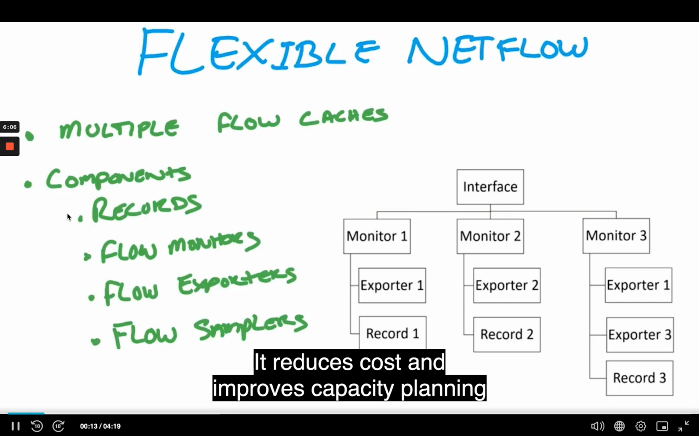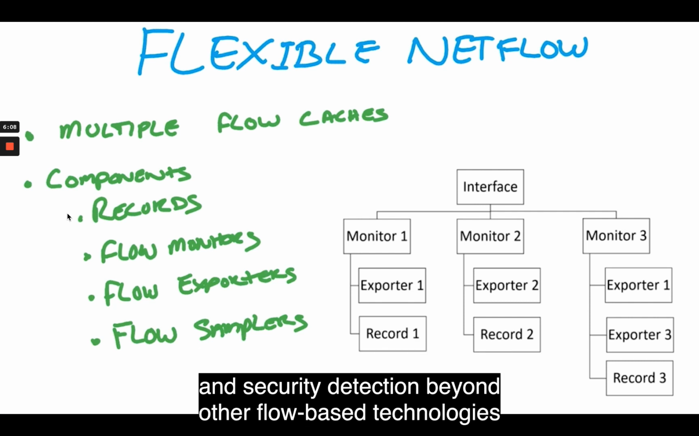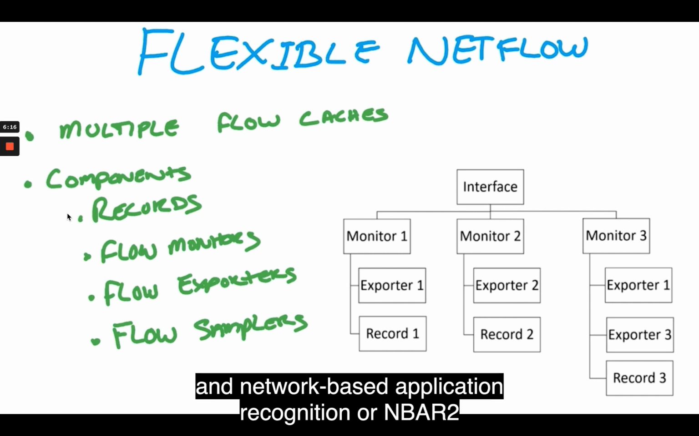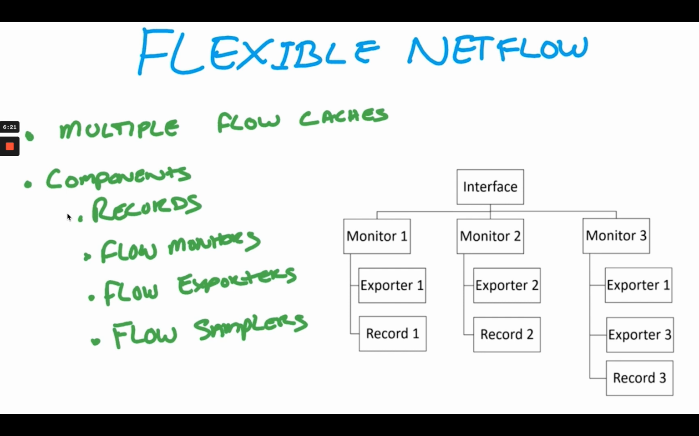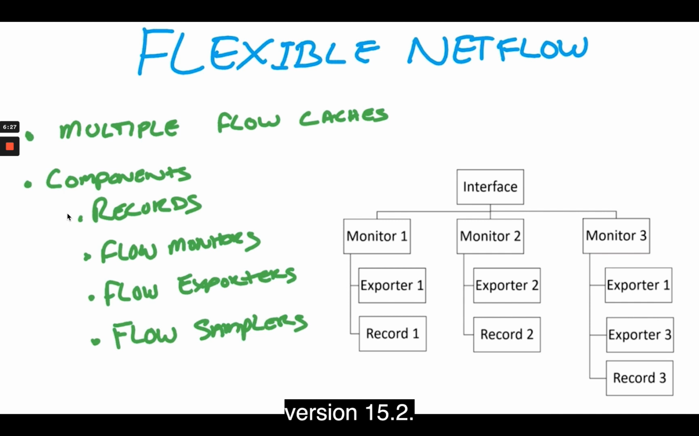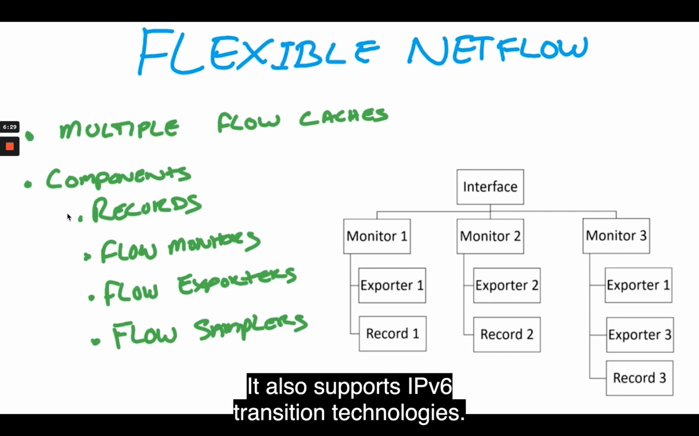Reduces costs and improves capacity planning and security detection beyond other flow-based technologies available today. Flexible NetFlow supports IPv6 and Network-Based Application Recognition, or NBAR2, for IPv6 starting in Cisco IOS software version 15.2. It also supports IPv6 transition technologies.